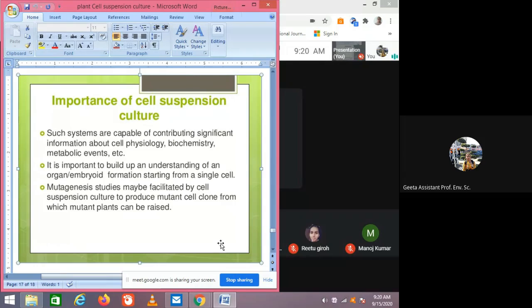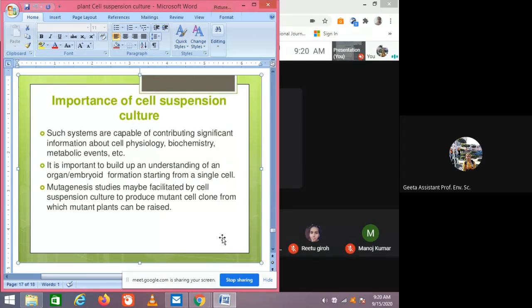It is important to build up an understanding of embryo and organ formation starting from a single cell. Here we can easily understand how a single cell changes into organs and into an embryo, because when we are culturing on solid media, it is not possible. Here we are culturing a plantlet or embryo from a single cell.